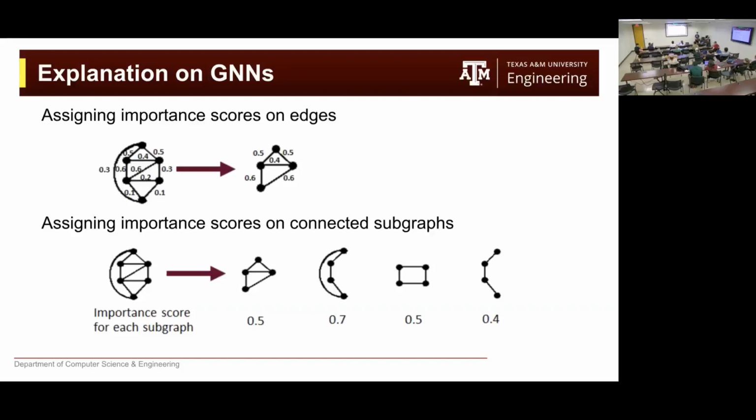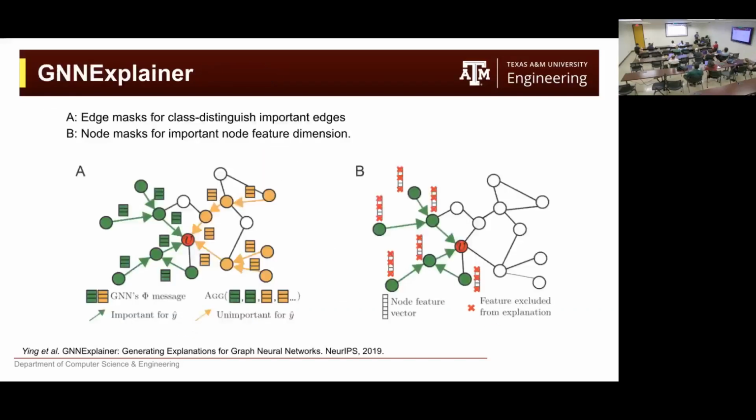So to address this problem, we will use some heuristic search algorithm to cut the search space to find fewer subgraphs with the highest importance scores. So I will introduce these 2 algorithms in detail. The first algorithm, GNNExplainer, will give edge masks and node masks as the final explanation results.